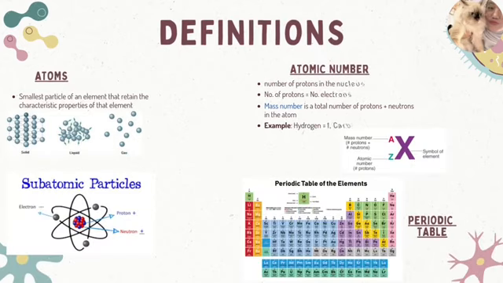An atom is the smallest particle of an element that retains its properties. It consists of protons and neutrons in the nucleus, and electrons orbiting around it. The atomic number refers to the number of protons in the nucleus, and it determines the identity of the element. For example, hydrogen has atomic number 1, while carbon has atomic number 6.